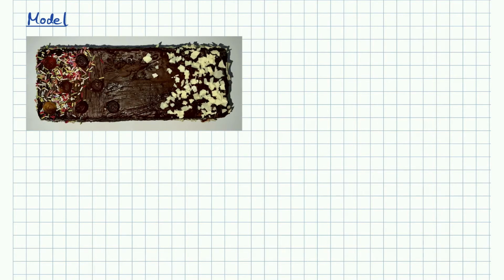So this might be our cake. And how do we model this cake? We'll model it just as an interval going from 0 to 1. So this will be just the interval 0 to 1. And we can cut this into pieces. And what is a piece? A piece is just a union of subintervals.